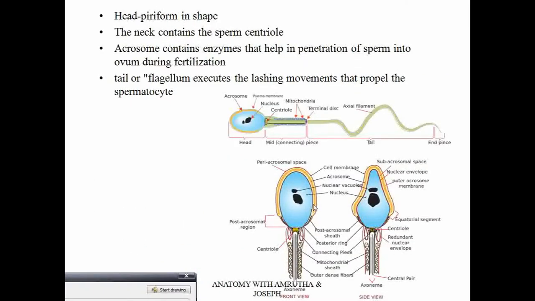Head is piriform in shape. Neck contains centriole, a structural framework. Acrosome contains enzymes that help in penetration of the sperm into the ovum during fertilization. So they have a lot of proteolytic enzymes that help to penetrate the ovum. Tail region, a flagellum, which executes lashing movements that propels the spermatozoon.